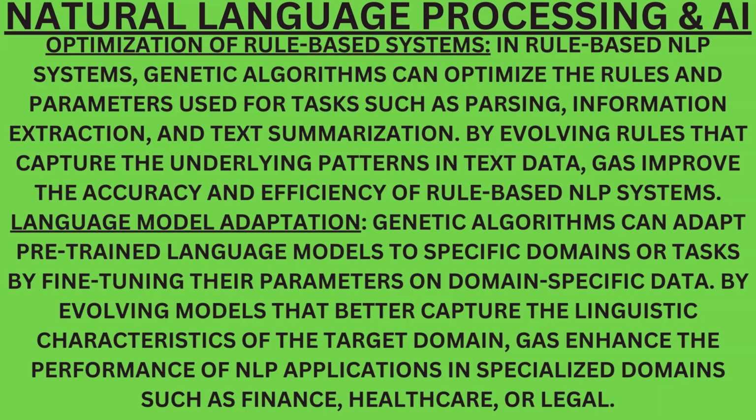Optimization of rule-based systems. In rule-based natural language processing systems, genetic algorithms can optimize the rules and parameters used for tasks such as parsing, information extraction, and text summarization. By evolving rules that capture the underlying patterns in text data, genetic algorithms improve the accuracy and efficiency of rule-based natural language processing systems.